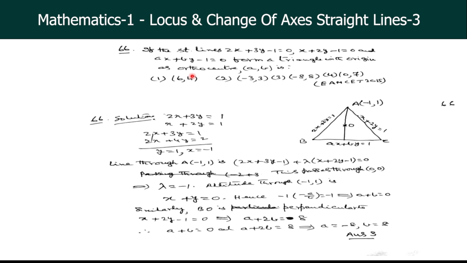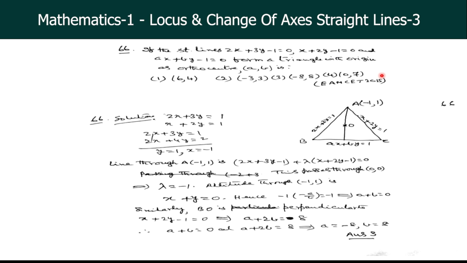Next. If the straight lines 2x + 3y - 1 = 0, x + 2y - 1 = 0 and ax + by - 1 = 0 form a triangle with origin as orthocenter, then (a, b) is: 1. (6, 4), 2. (-3, 3), 3. (-8, 8), 4. (0, 7). And this is also asked in EAPCET 2015.